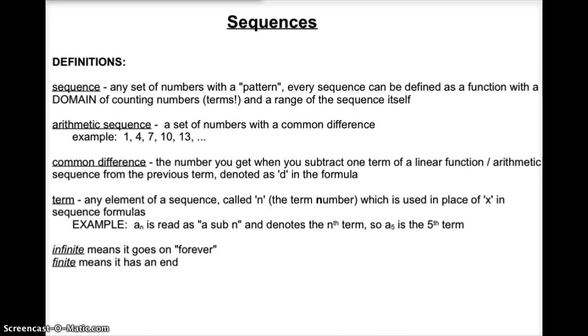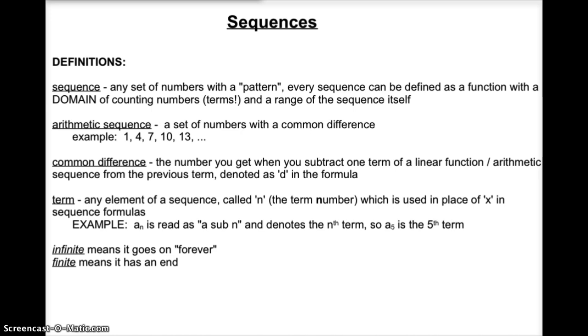In the example, a sub n is read that way. You can see that the n is a subscript, and so be careful not to write that in your notes so that it looks like the word an. This is a regular lowercase a and then a subscript with the letter n there. This means the nth term. So a sub 5 is actually denoting the 5th term, and a sub 7 would be the 7th term, and a sub 1 would be the 1st term. And that way you can denote any term number that you need to talk about.